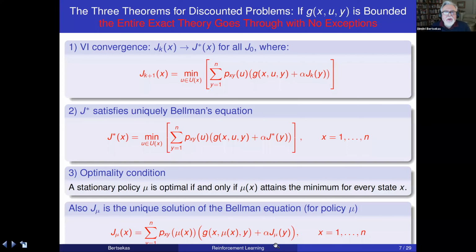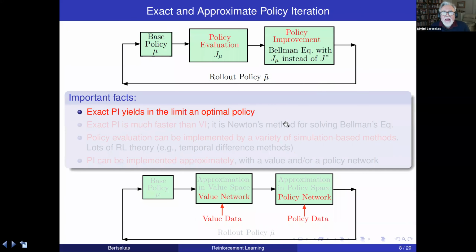So this is the theory for discounted problems and the value iteration algorithm. And the other major algorithm is policy iteration, which we have covered in one way or another, and today we're going to look at in more detail. It is intimately connected with a rollout operation.